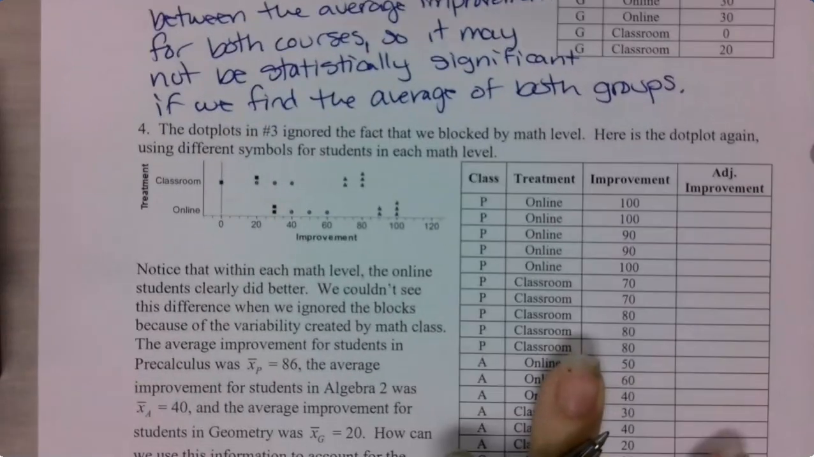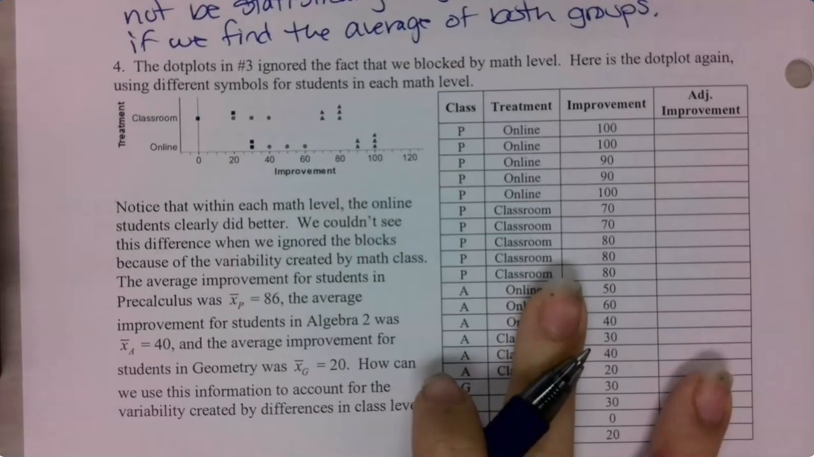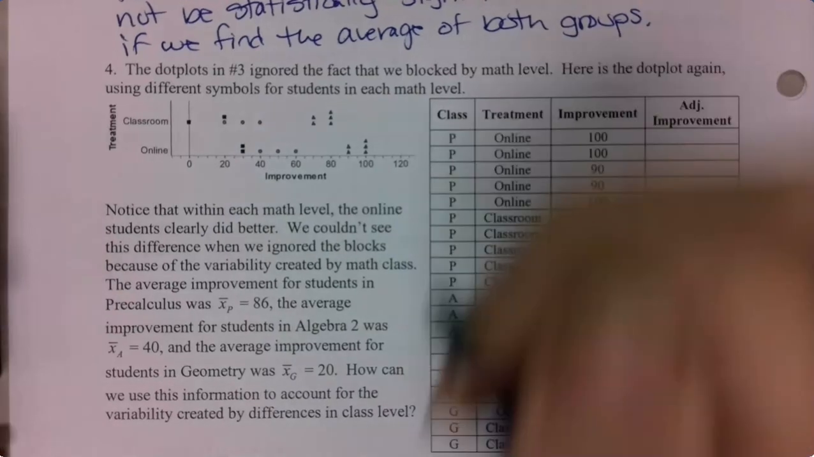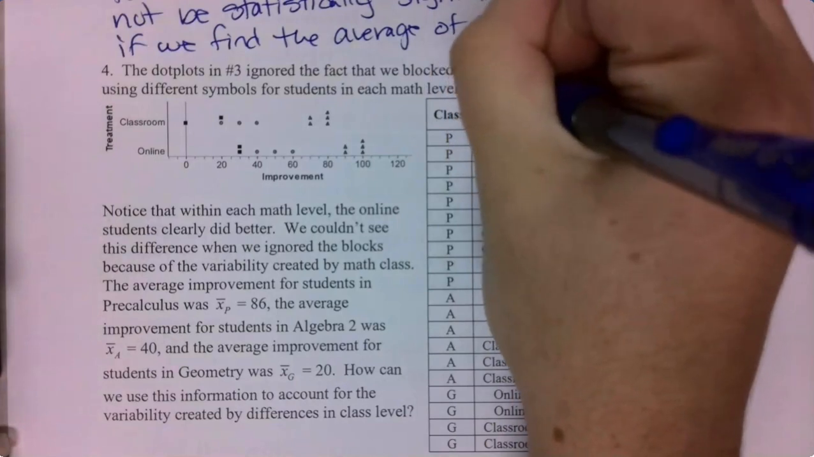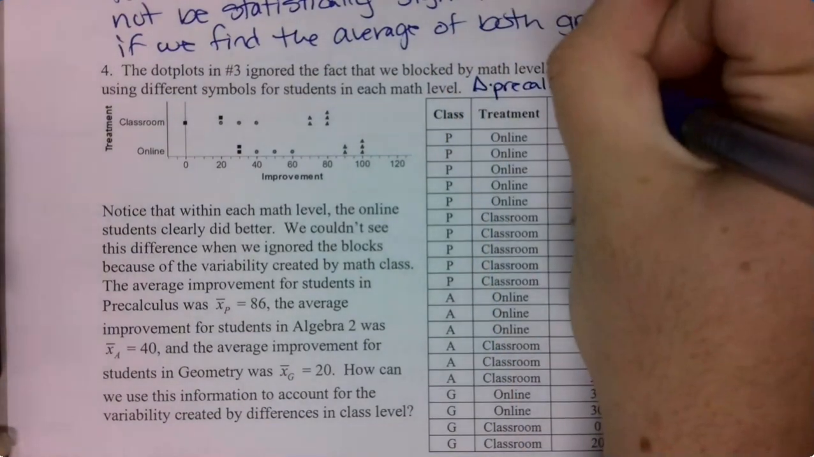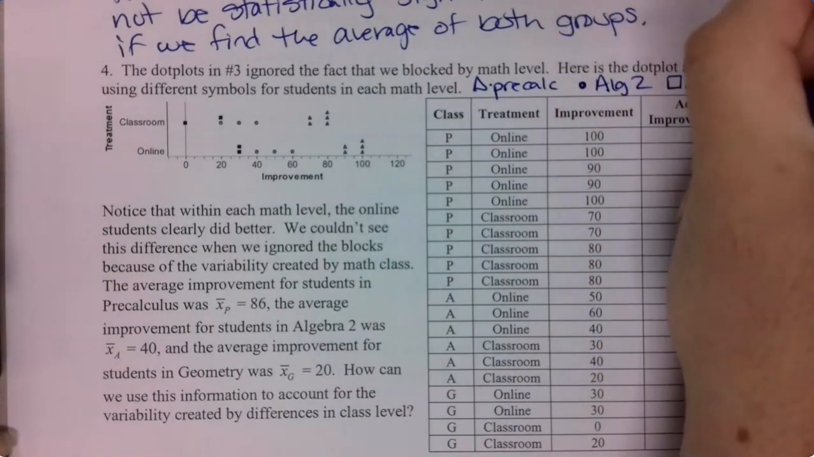Okay. So in number 3, Chris was saying we ignored the math level of the different students. So we have the dot plot again with different symbols for different math levels. The triangle is pre-calc. The circle is algebra 2. And the square is geometry.